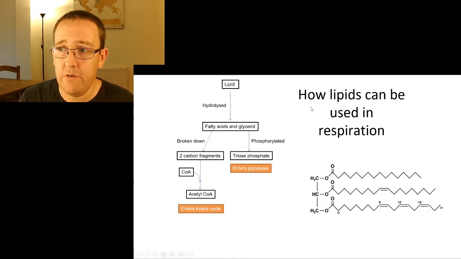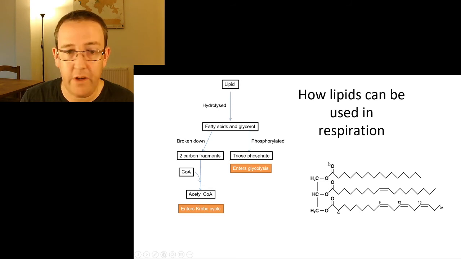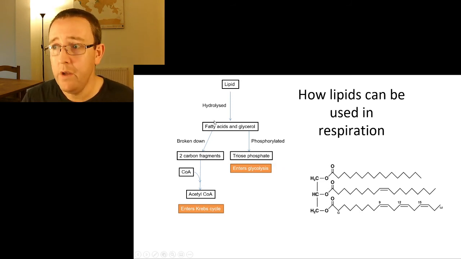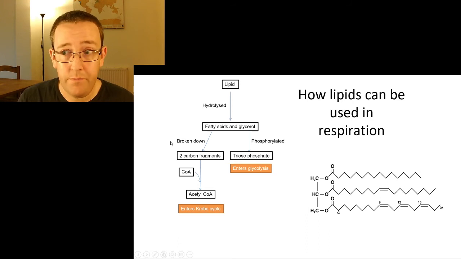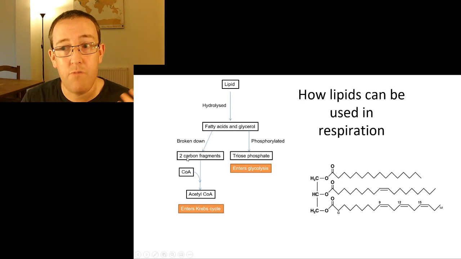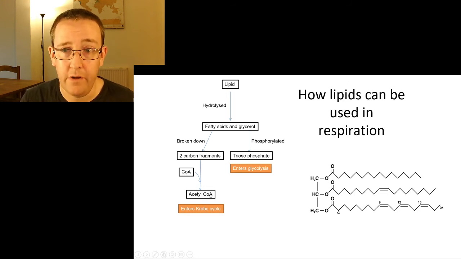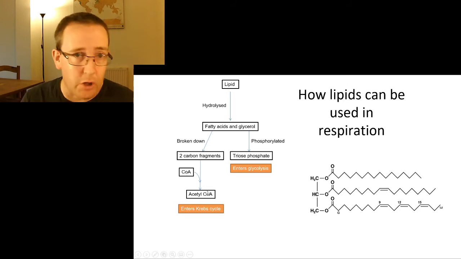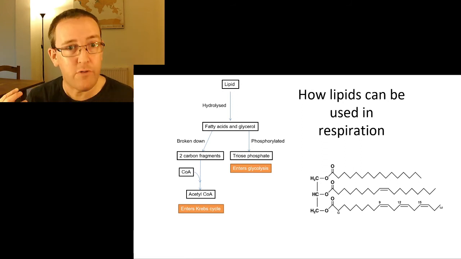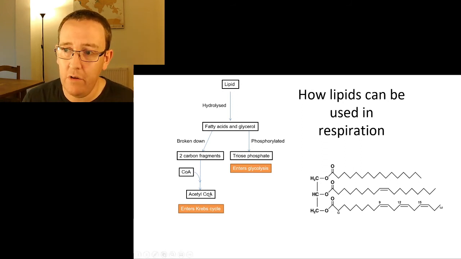So this is how lipids are used in respiration. You start with your lipid, there's your triglyceride. Initially it's hydrolyzed, so these bonds here are broken, the ester bonds you learnt about at AS level. Fatty acids and glycerol are formed. The fatty acids are broken down into 2 carbon fragments, and those 2 carbon fragments can replace the acetate that joins to coenzyme A to form acetyl coenzyme A. So a 2 carbon compound can create acetyl CoA from fatty acids rather than from sugars.